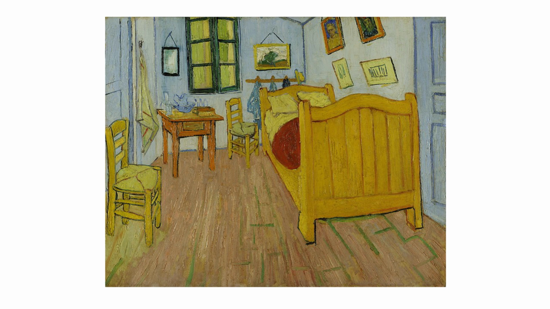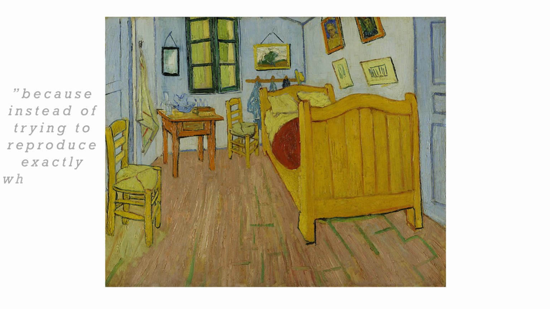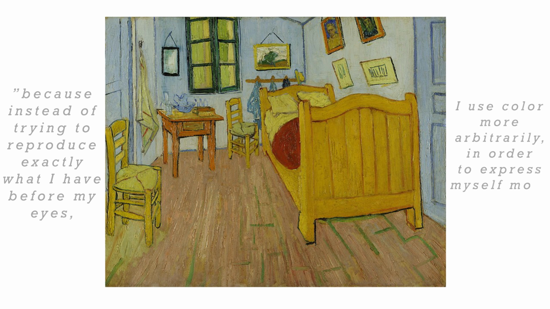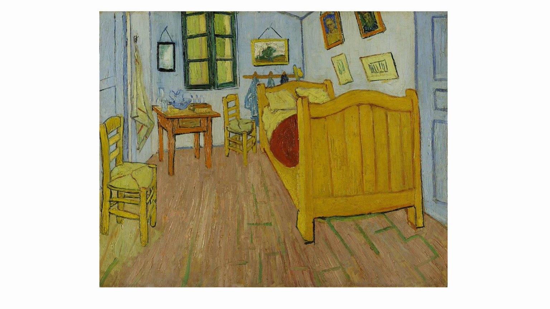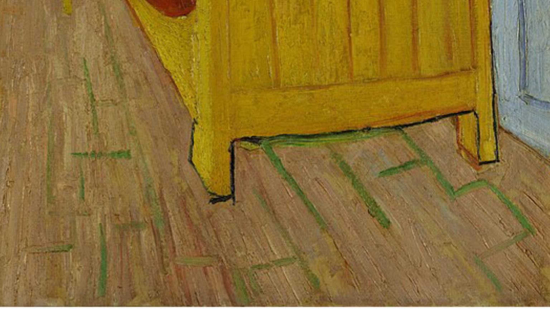Van Gogh experimented with form and color in the composition, stating to his younger brother Theo, "Because instead of trying to reproduce exactly what I have before my eyes, I use color more arbitrarily in order to express myself more forcibly." The painting exemplifies the quality of this room and is a direct interpretation of a space that Van Gogh had a strong personal connection to, stating that this is the first place that truly felt like home to him. He allows his brushwork to remain loose and interpretive. Harsh outlines on elements like the bed let the color take more initiative.